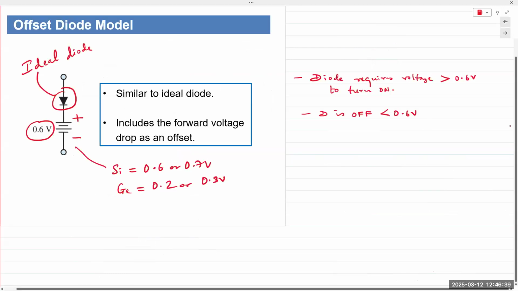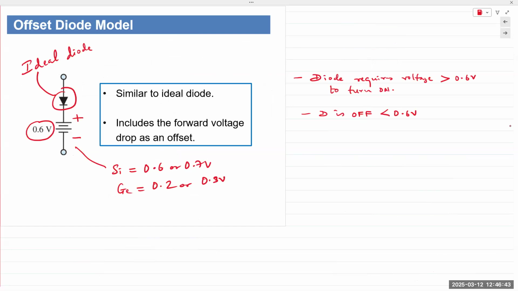The offset diode model, this is also known as the constant voltage drop model. It's basically that a diode requires a certain amount of voltage to turn on. So we say it's either 0.6 or 0.7. It will be stated in the problem. So the ideal diode and this offset diode model are exactly the same. In reverse bias, it's off. Voltage is negative and current is zero.